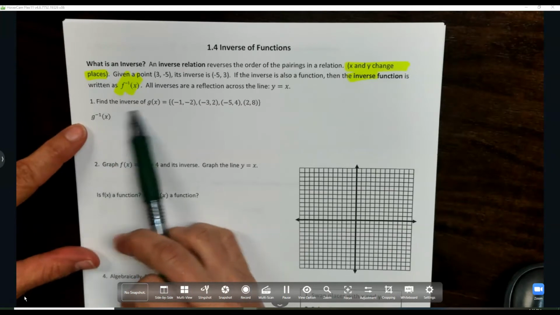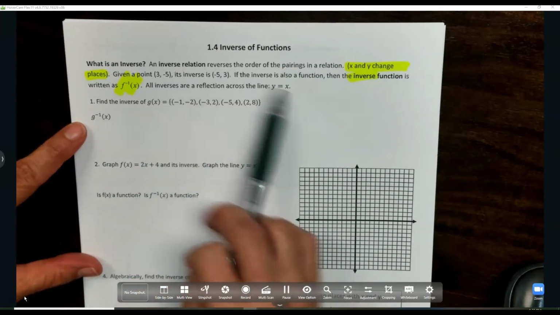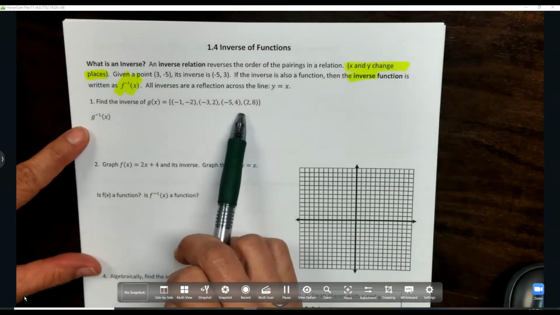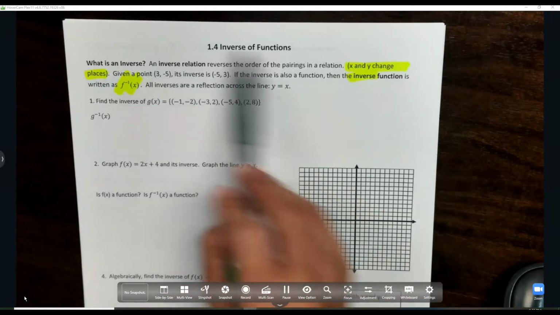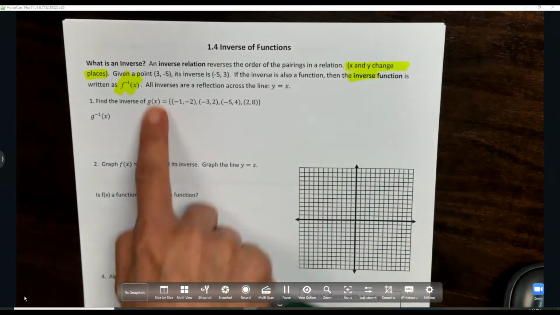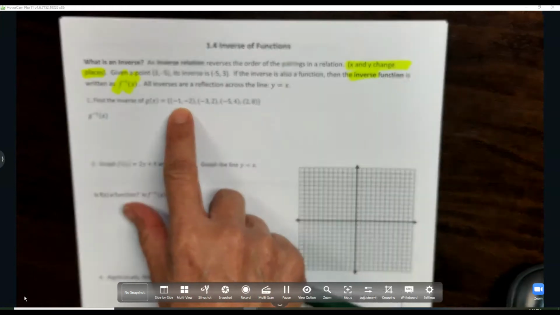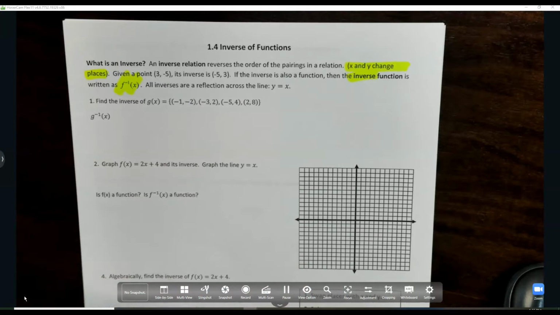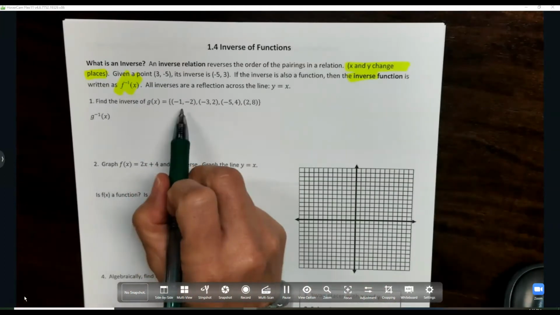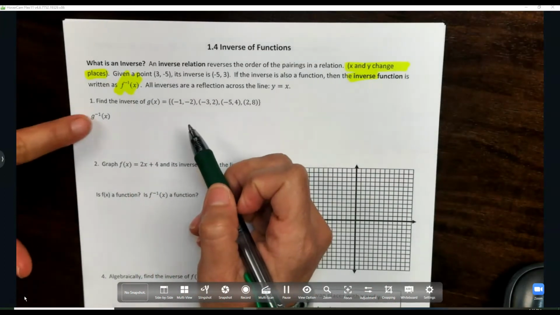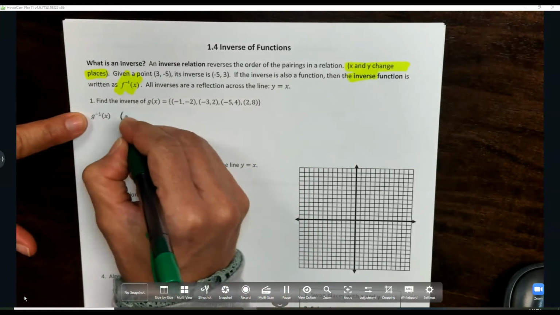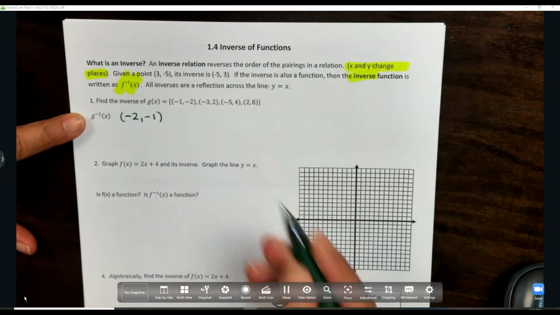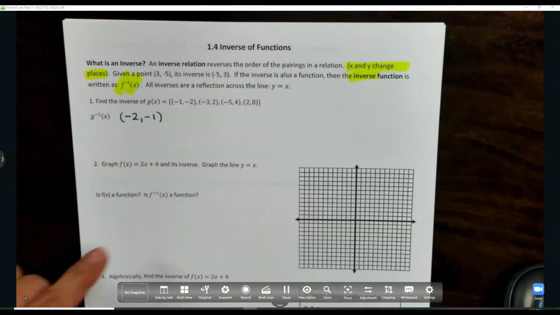Example number 1 says, find the inverse of g of x, and then it gives us these ordered pairs right here. And remember, based on this information, what we're going to do with these ordered pairs is just switch the place of x and y. You keep the sign, you just switch where they're at. So if g of x has (-1, -2), then the inverse is (-2, -1). You literally just switch them.